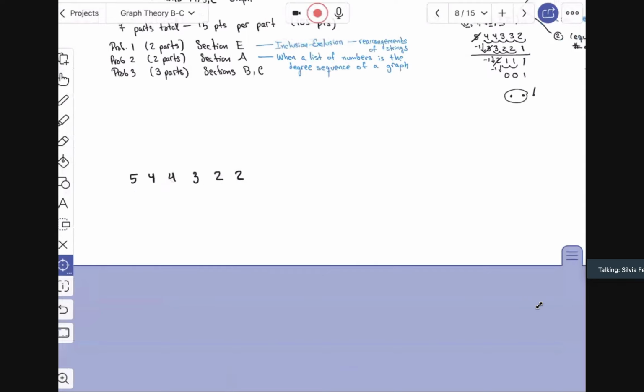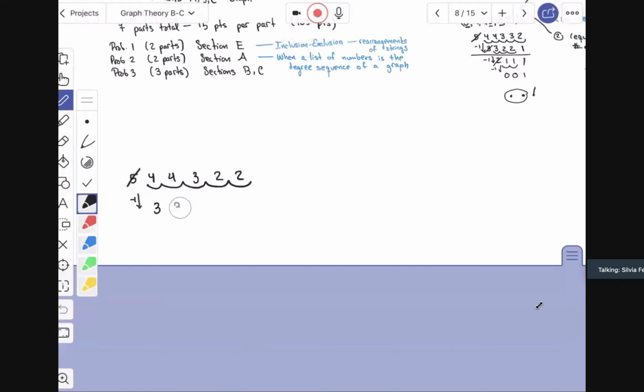So all those little things that we can check very easily are okay, so I don't know. My easy tests are inconclusive, so what I do is try to apply the algorithm. Again, I remove that one, two, three, four, five. So I subtract one from each. That gives me 3, 3, 2, 1, 1.